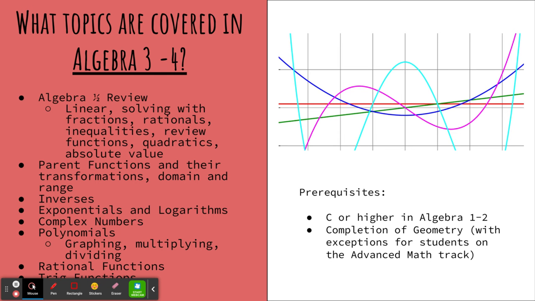We begin with Algebra 1-2 review, including linear problems, solving with fractions, rationals, inequalities, functions and function notation, quadratics, absolute value, factoring, etc. Then we move into parent functions and their transformations, including domain and range. We talk about inverses, exponentials and logarithms, complex numbers, polynomials, rational functions, and trig functions.